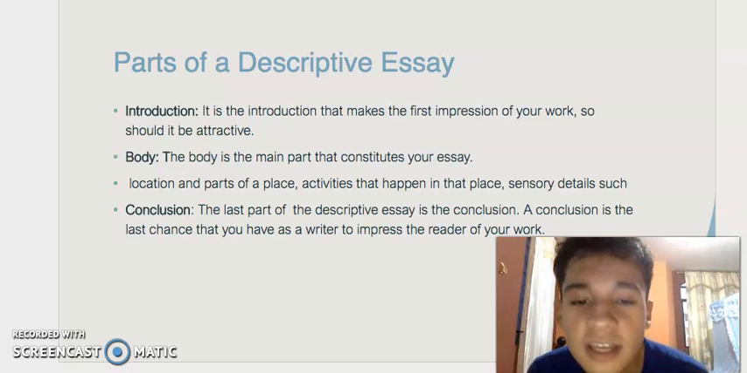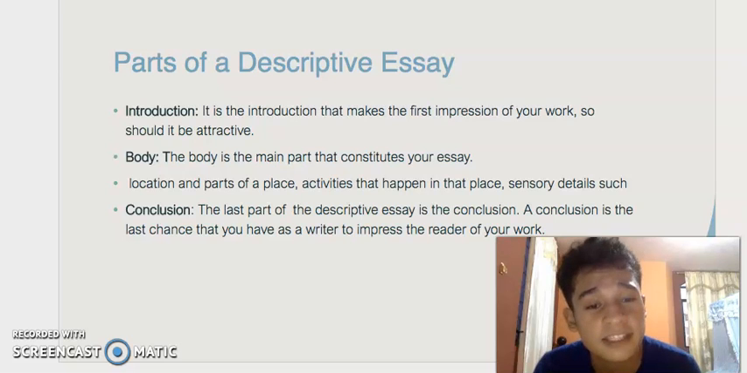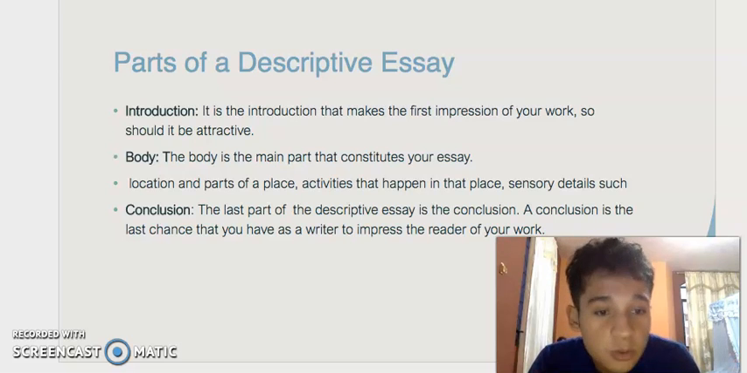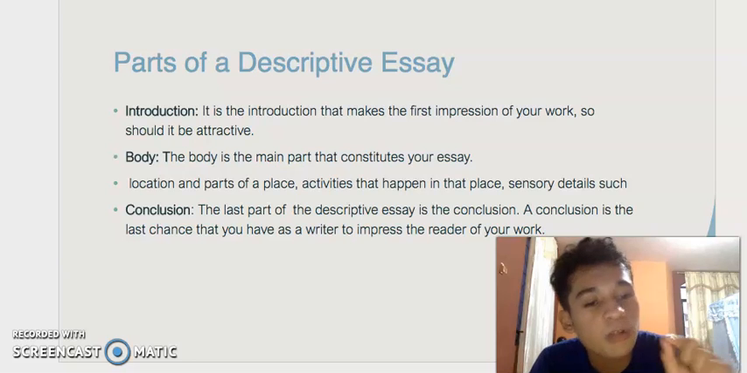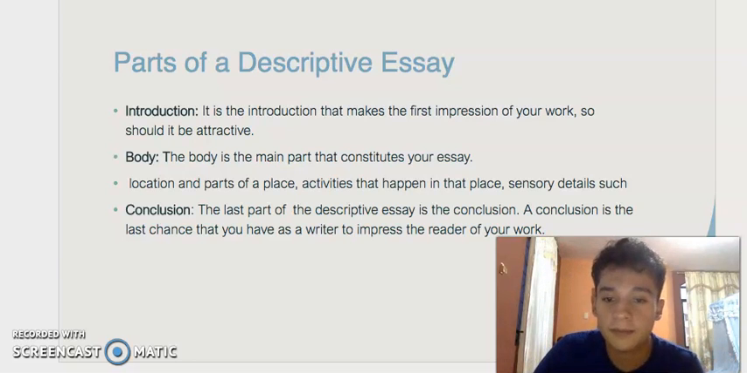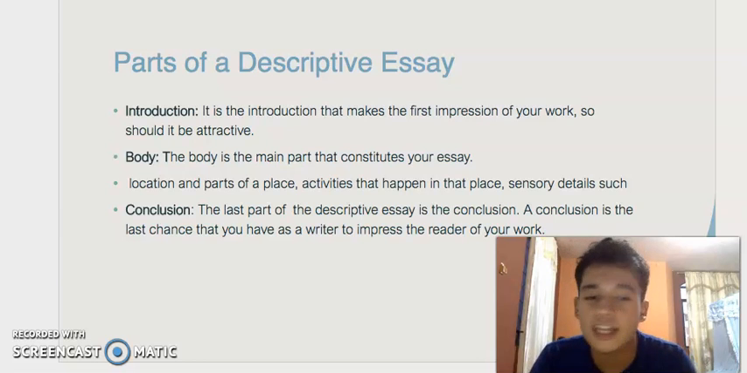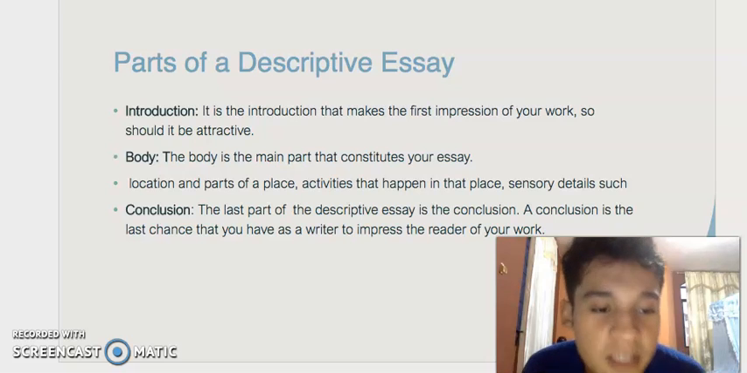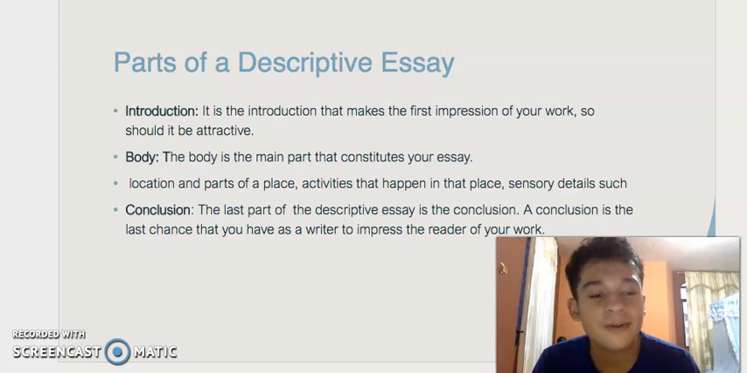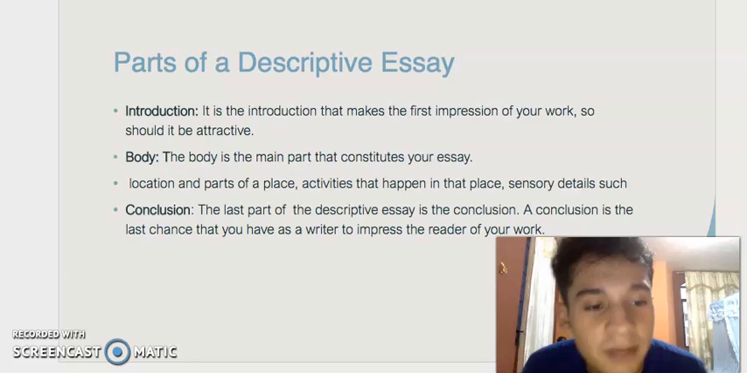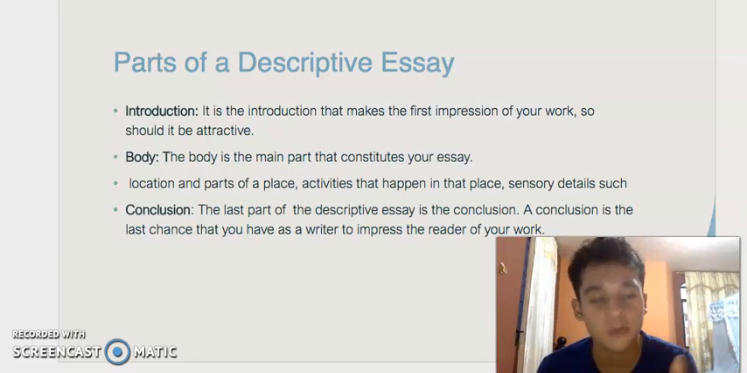Now, the conclusion is the last part of the descriptive essay. A conclusion is your last chance as a writer to impress the reader of your work. So it's the last chance for you to really impress the person who is reading and really make the reader feel like they spent a splendid time reading your essay.